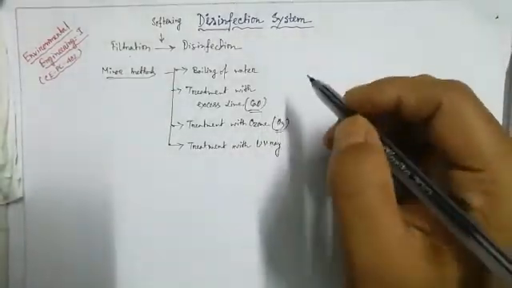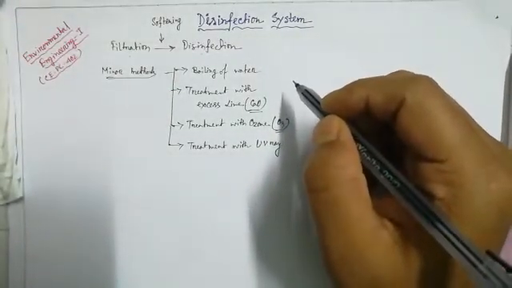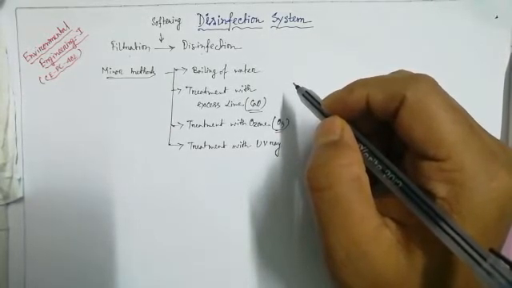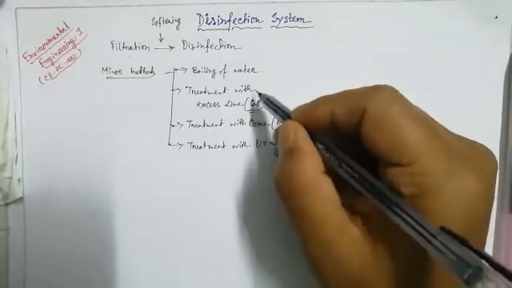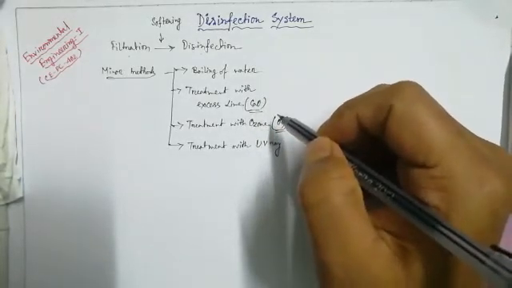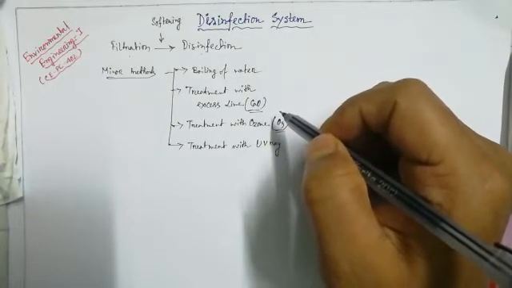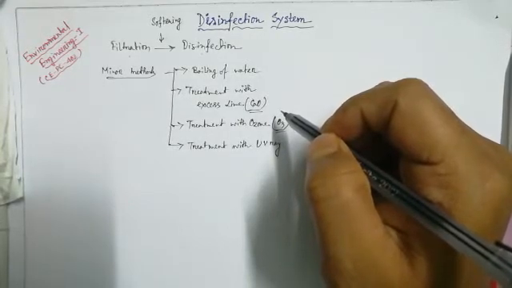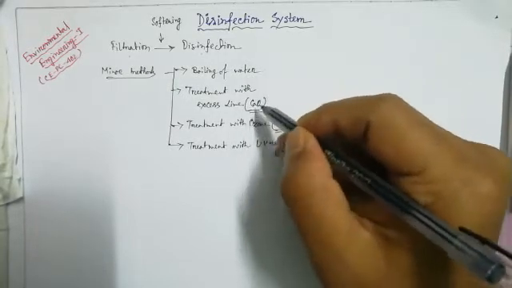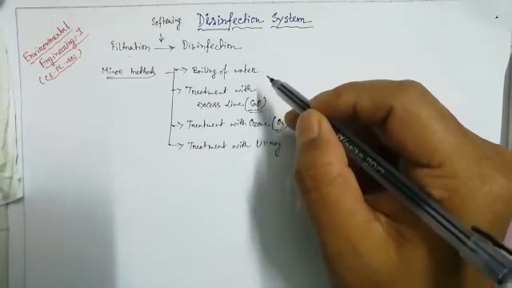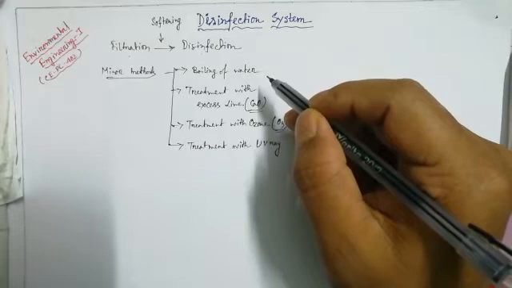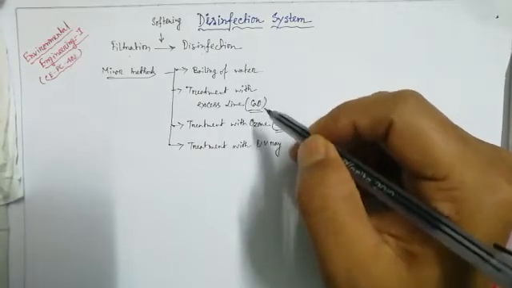First of all, boiling of water or water sample. If you boil the water sample, then whatever microorganisms, generally the bacteria present in the water sample, will die. Second, treatment with excess lime. Excess lime means calcium oxide. Generally, calcium oxide or lime is added to the water sample to remove the hardness or alkalinity present in the water sample. But if the lime added is in excess, that excess amount will kill the microorganisms present in your water sample.